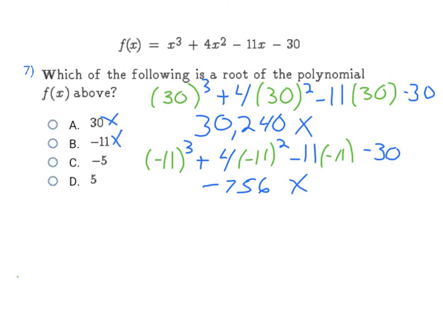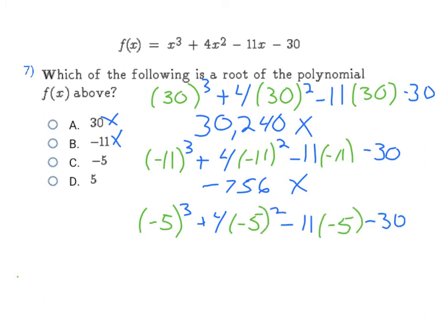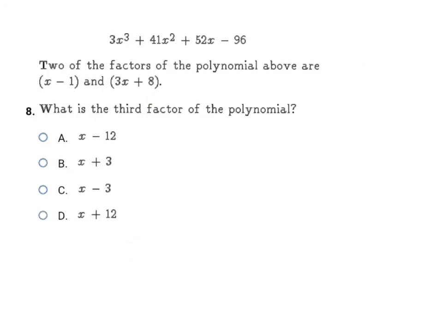So then I have to do it again with C. Anytime I see an x in this equation, I'm going to replace it with a negative 5, making sure to use parentheses so that I can keep track of that negative and keep my calculations correct. So when I take negative 5 cubed, that's going to give me negative 125. And then negative 5 squared is positive 25 times 4 is 100. And then 11 times negative 5 is going to be negative 55, so that changes this to a plus 55. And then a minus 30. And then when I add that all up, I get 0. And so C is going to be my answer.